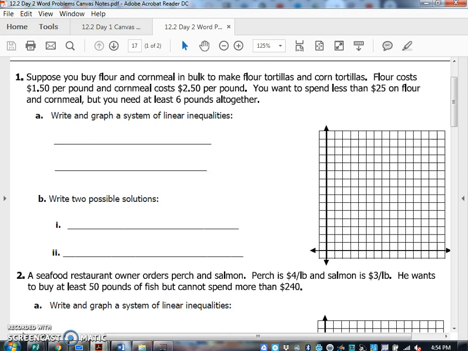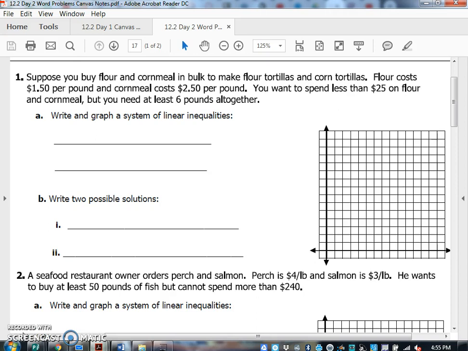Our situation is this. Suppose you buy flour and cornmeal in bulk to make flour tortillas and corn tortillas. Flour costs $1.50 per pound, and cornmeal costs $2.50 per pound. You want to spend less than $25 on the flour and cornmeal, but you need at least 6 pounds altogether. So our goal is to write and graph a system of linear inequalities.